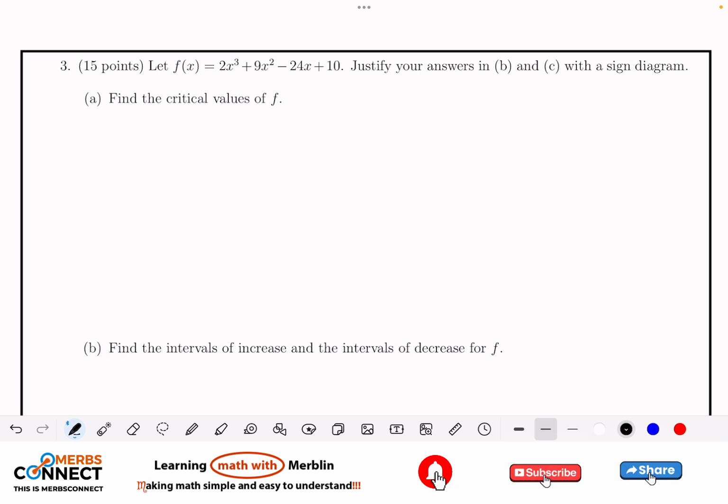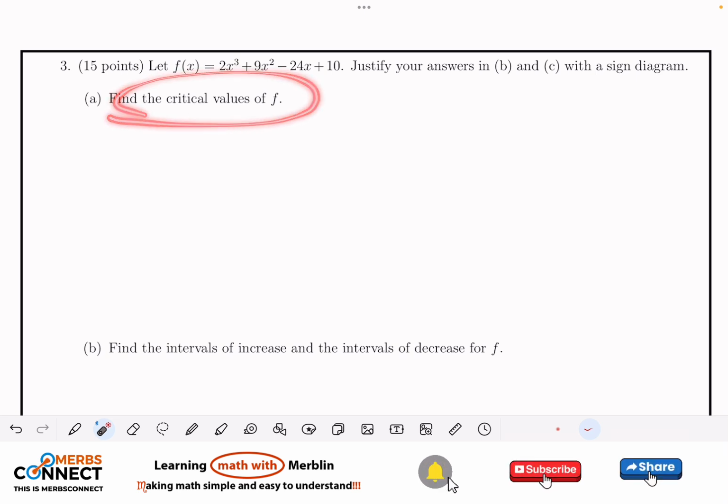Let's look at question 3. So we have 7 questions. The first question here is asking us to find the critical values, right? But it's saying that here we need to justify your answer B and C with the sign diagram. So the B and C, you will see that we will draw the sign diagram.